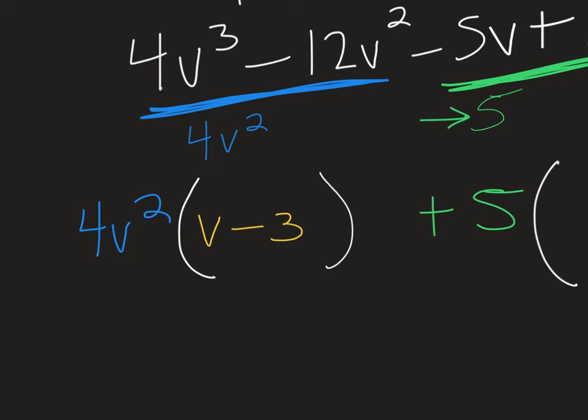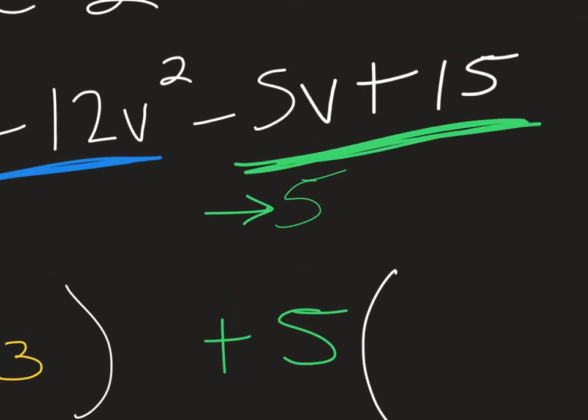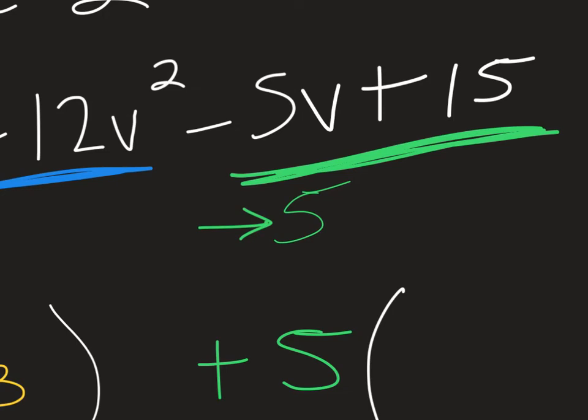So now let's turn our attention to the green greatest common factor group. So I had a negative 5, and I'm going to factor out a positive 5. So a negative 5 divided by a positive 5 is a negative 1.